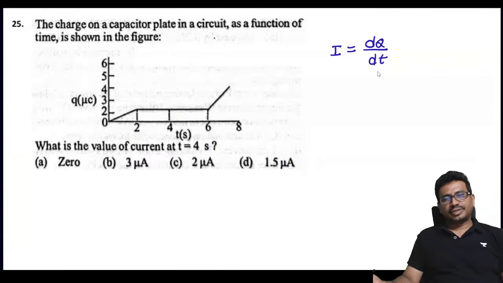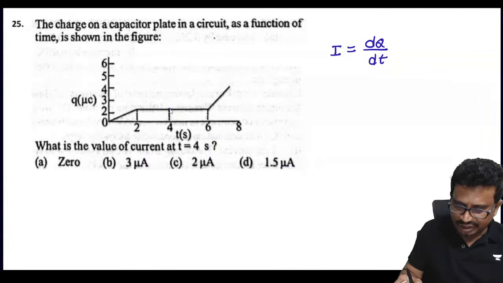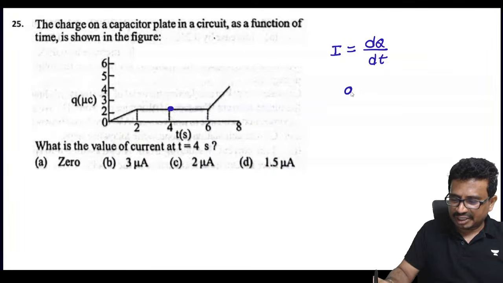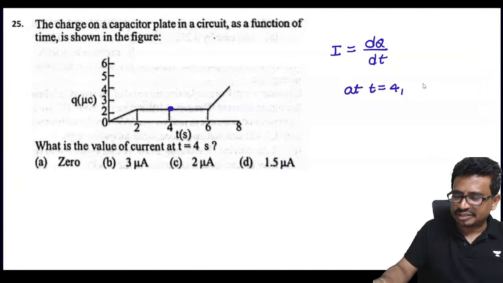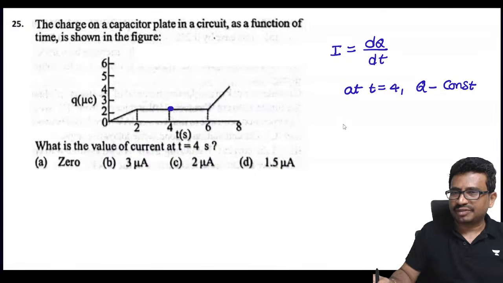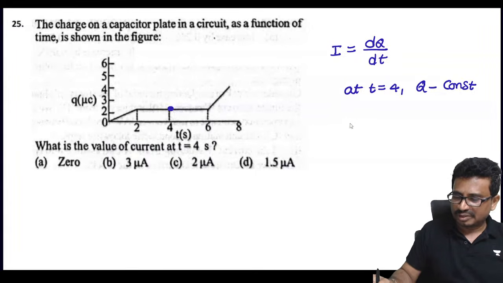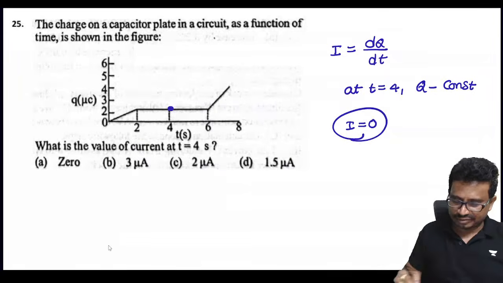So at t equals 4 seconds, you see the charge remains constant. At t equals 4 seconds, the q value is constant. If it is constant, the derivative will become 0. So that's why the value of I becomes 0.